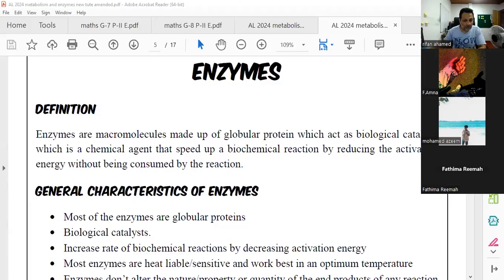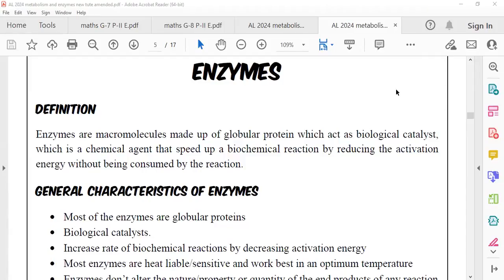Reactions in the intermediate levels, but in the end, they remain without any changes, without being used up. They stay. So, those things are catalyst properties. Enzymes show catalyst properties. Any catalyst, not only enzymes, any catalyst will do these works.